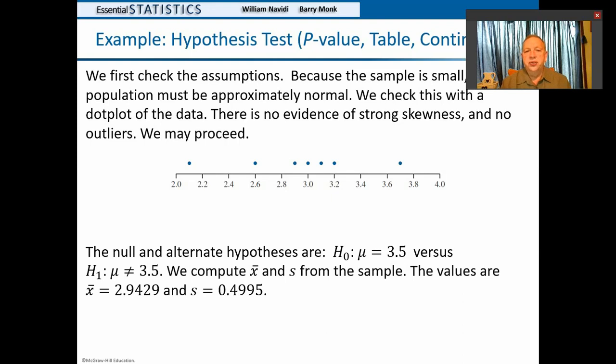So the null and alternate hypotheses are what we were trying to do. Is it 3.5? That's what we want. Well, it can differ, so all we're going to do is test against it not being 3.5. The not being 3.5 is a two-tailed test. It could be less than or greater than. So we compute the X bar and the S from the sample. Those values are calculated for us: X bar is 2.9429, and S is equal to 0.4995.